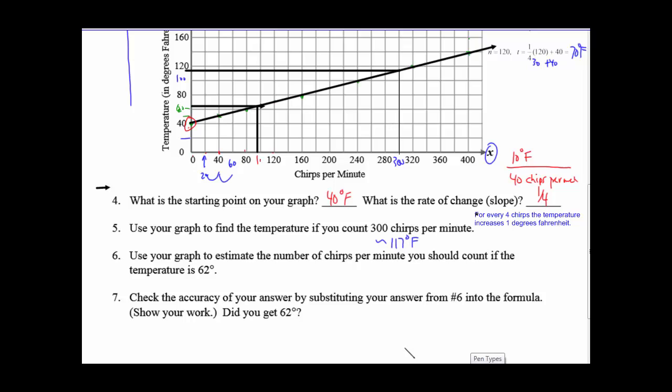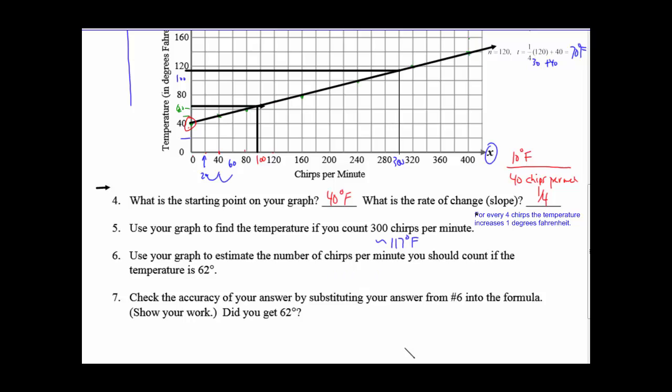So we know this is 100. So it's not quite 100. If we read our graph, we go over from about 62, hit the line, go straight down. For chirps per minute, we seem to be about maybe 92 chirps per minute. So we'll call it approximately 90 chirps.